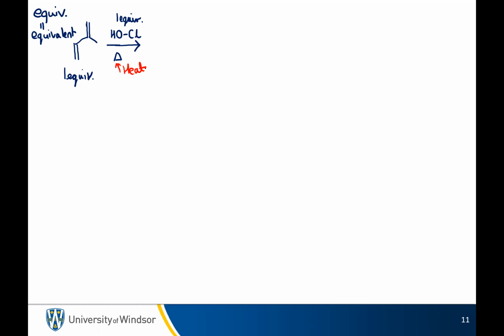So we have two double bonds, and we only have one of these. So we're going to react one of the double bonds and not the other. We've got Andrew saying the top double bond. Any other opinions? Then I'll ask why.